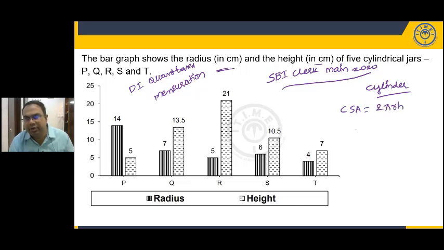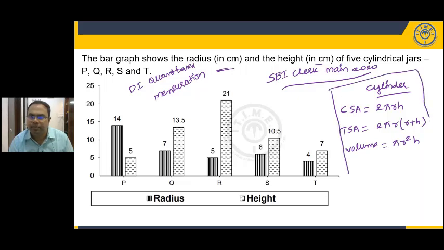Perimeter of the base into height, 2 pi r h. Total surface area is curved surface area plus 2 into area of the base, 2 pi r into r plus h. What's the volume? Volume is area into height, pi r square h. Okay, curved surface area, total surface area, volume.